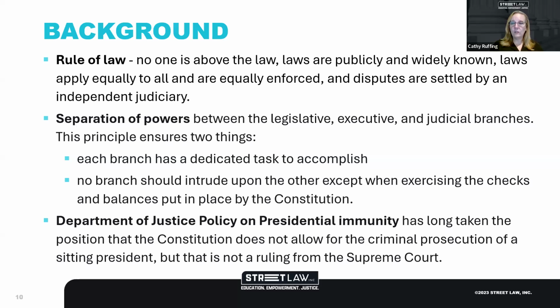Okay, I'm going to, at this point, turn it over to Gregg to give you some background. So even before we start to look at the specific facts about this case, we need to know a little bit about the background of the issue of presidential immunity and the other surrounding principles that are important.